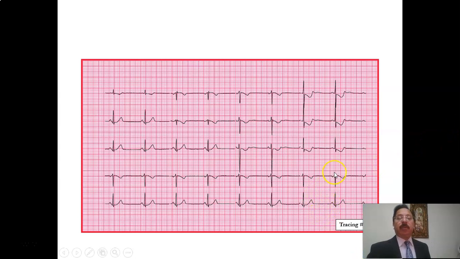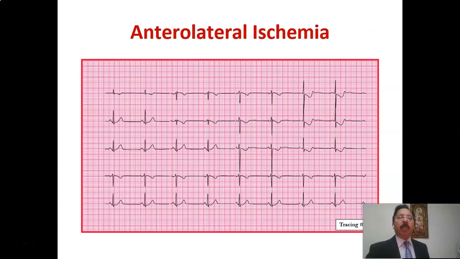So the first question, what to look for? First thing you have to look for is ST segment elevation. Any ST segment elevation, scan all the chest leads. No ST segment elevation. Any ST segment depression? Yes. 1, AVL, then the chest leads V2, V3, V4, and lateral leads also V5 and V6. So ST segment depression or T wave inversion signifies ischemia. And which part? It's anterolateral. Lateral and anterior. So anterolateral ischemia.